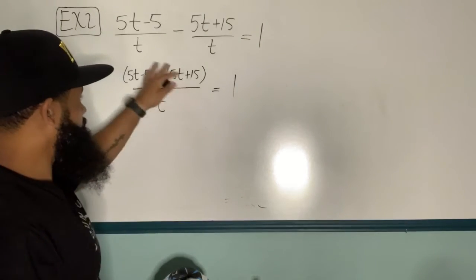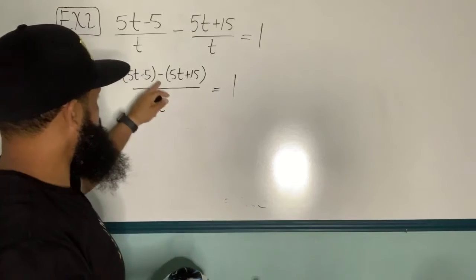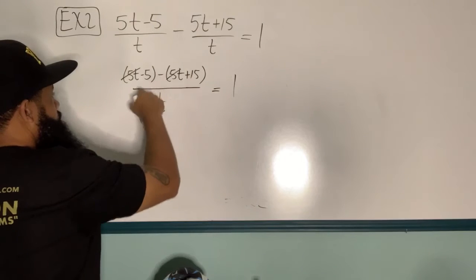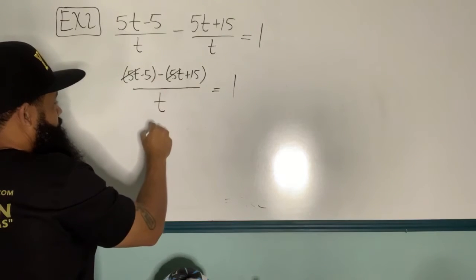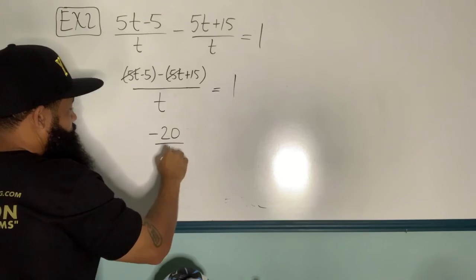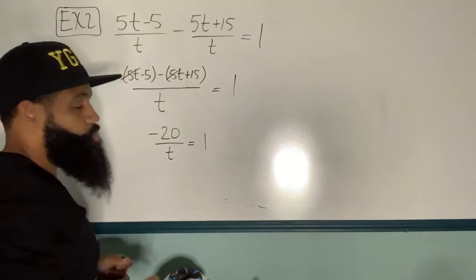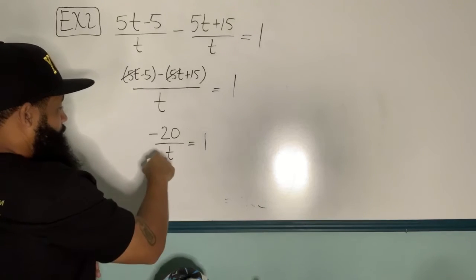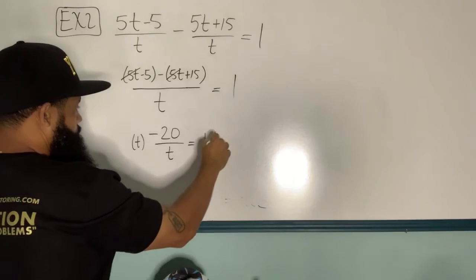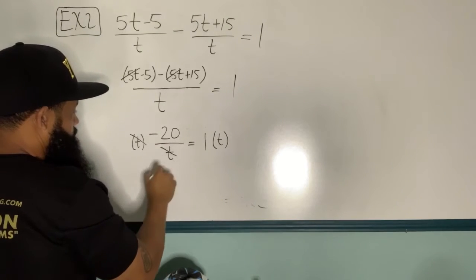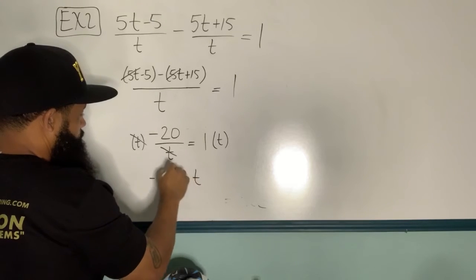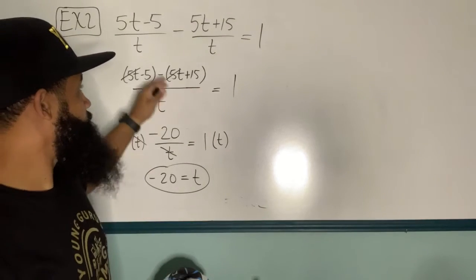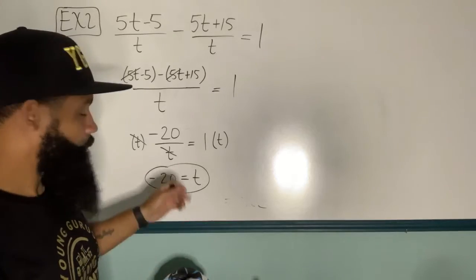All right, so now I just need to combine the like terms in the numerator over here on the left side. Well, 5t minus 5t is 0, so that's gone. And then negative 5 minus 15 gives me negative 20. So I have negative 20 over t equals 1. All right, so then now I multiply by t on both sides. So boom, those cancel. Negative 20 equals t. All right. Notice they already had the common denominator, so all I had to do is combine the like terms and then solve for t.